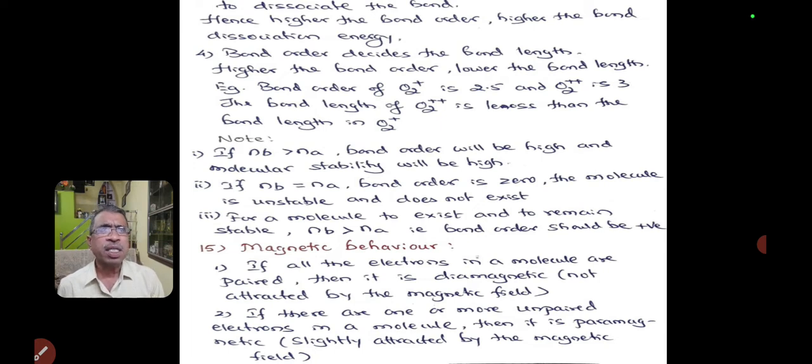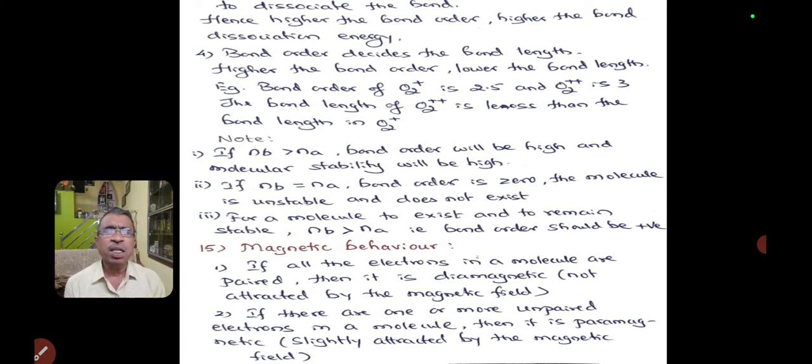Bond order decides the bond length. Higher the bond order, lower the bond length. Example, bond order of molecular oxygen ion O2+ is 2.5 and of molecular oxygen ion O2 2+ is 3. The bond length of O2 2+ is less than the bond length of O2+.